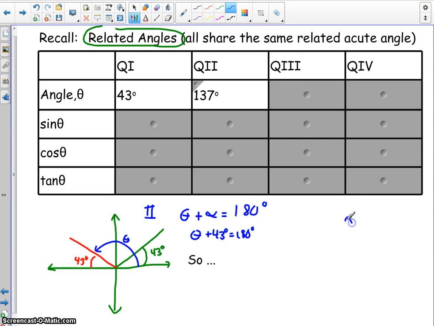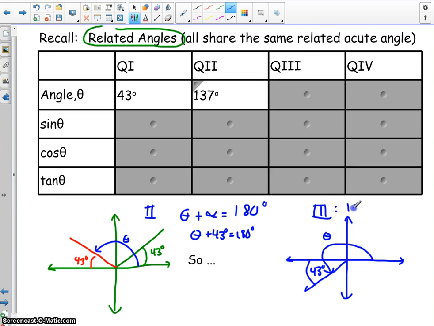So in quadrant 3, let's do the exact same thing. We'll have this related acute angle of 43 degrees, and we want to figure out what the angle is. Here, it's 180 degrees to get all the way to the negative x-axis over here, and another 43 degrees to get to your full angle. So for quadrant 3, 180 degrees plus 43 will equal my theta. That will give me an angle of 223 degrees.